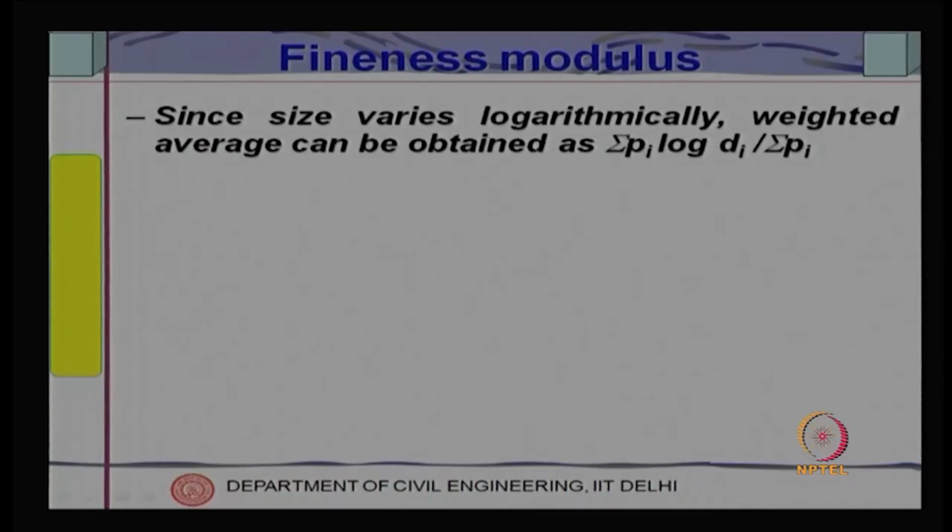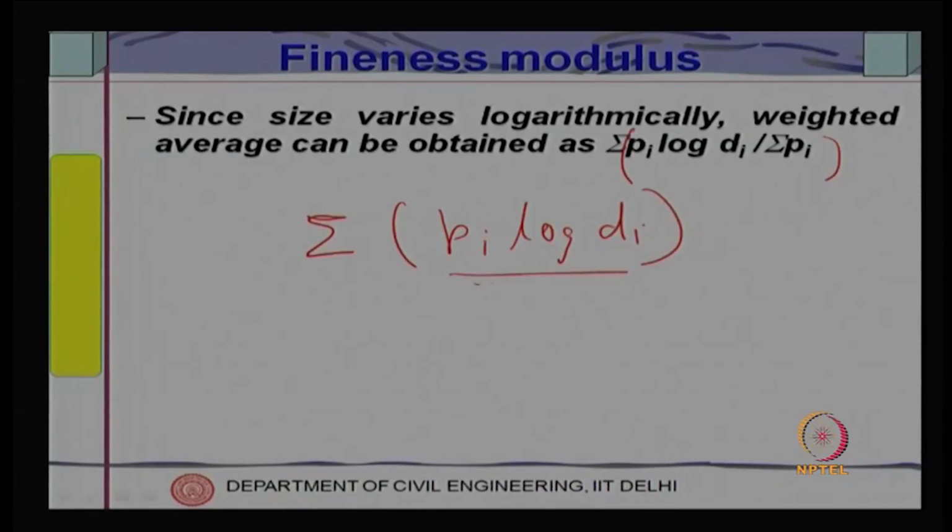sigma of the whole thing. Actually, there is a bracket here. So, you can call it sigma P I log d I divided by sigma P I, that is what it is, the sum of this, for I varying from 0 to n maybe.